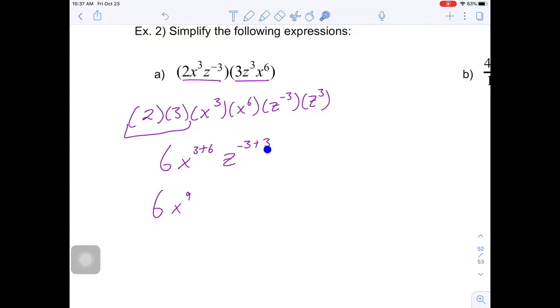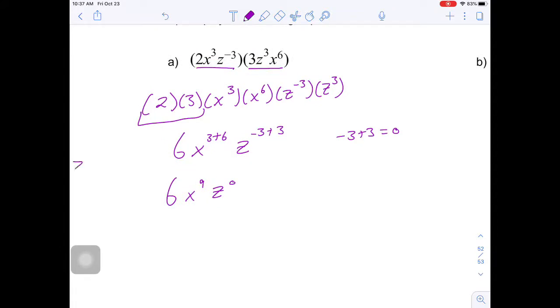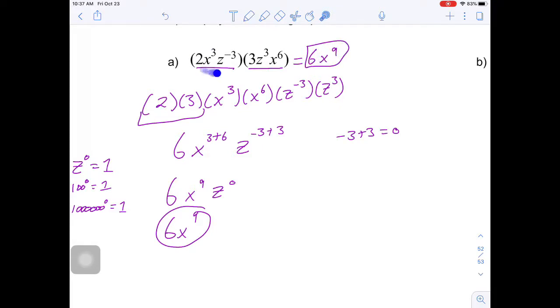z to the power of negative 3 plus 3. Well, negative 3 plus 3 equals 0. So this is z to the power of 0. Now, remember, what is any number to the power of 0? Often people forget this. It's 1. Anytime you have any type of number, whether it's a billion, let's make it a million here, to the power of 0, that's just 1. So here, remember, this is just a placeholder for a number. So z to the power of 0, well, that just equals 1. So this will be 6x to the power of 9. So this thing actually equals 6x to the power of 9, which is a way easier expression to use than something like this.